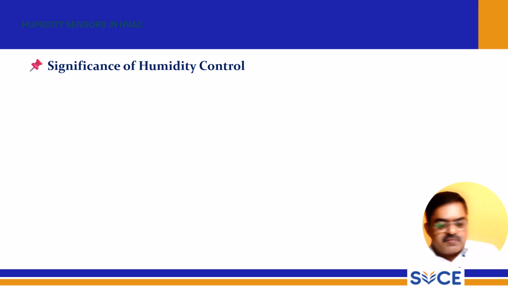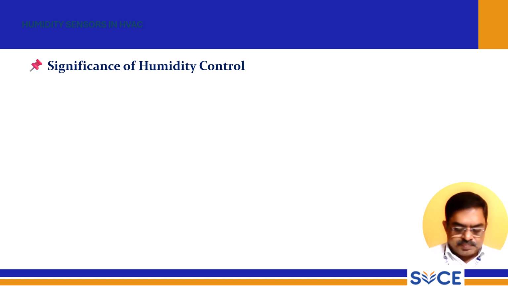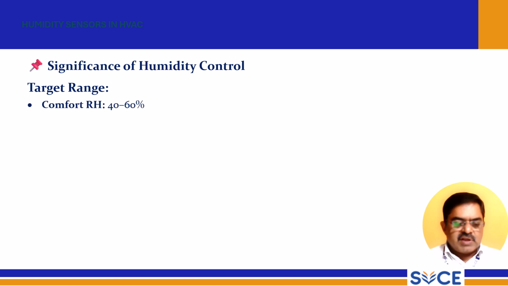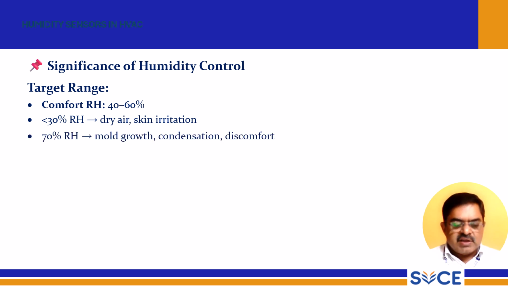So, the significance of humidity control here: the target range is comfort. The RH, the humidity, is a very important factor in HVAC systems. We have seen this in IAQ principles also. 40 to 60 percent RH is the comfort range, and lesser than 30 percent RH may mean dry air, and even skin irritation will occur. 70 percent and more means mold growth, condensation and discomfort.